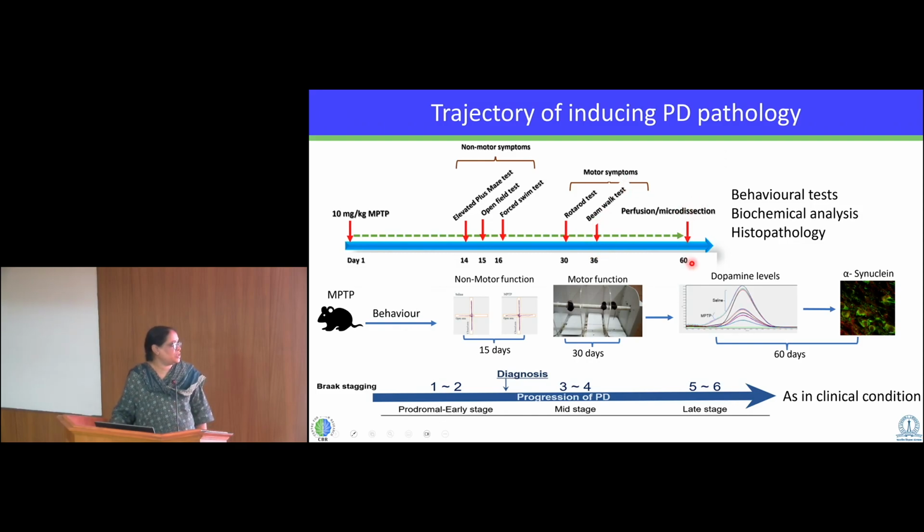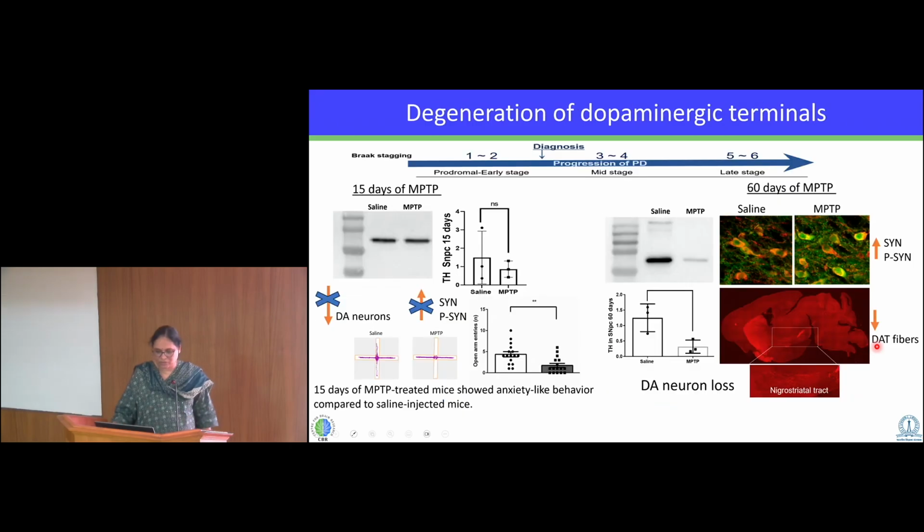And then when we sacrifice these mice at 60 days, we see behavioral deficits and biochemical changes, and then we do histopathology. What we see is there is a difference in the non-motor symptoms at day 15. There is a difference in the motor symptoms at 30 days, and there is loss of dopamine and alpha-synuclein increase at day 60, which actually recapitulates the pathology.